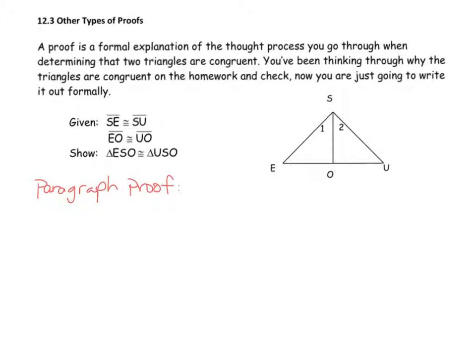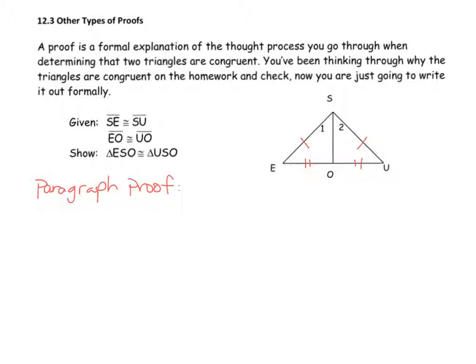I'm going to take my first given, SE is congruent to SU, and I am going to mark that on the diagram. So I'm going to mark segment SE congruent to segment SU. Then I'm going to take my second given, EO congruent to UO, and mark that on the diagram. Make sure you use a different number of marks when you mark that EO is congruent to UO.